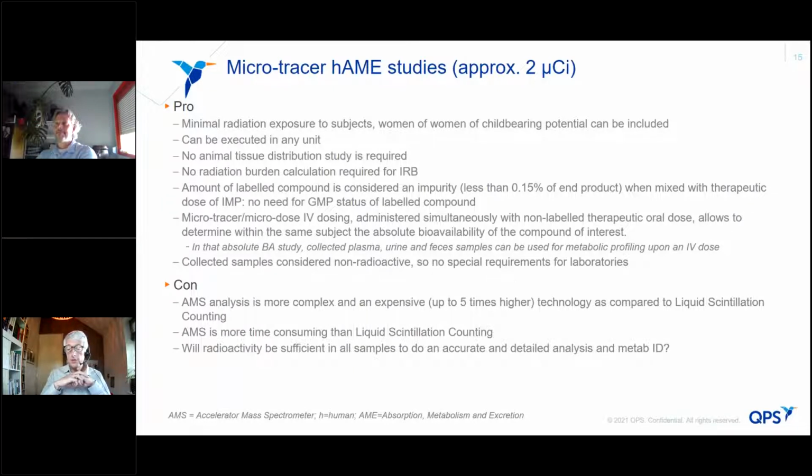No radiation burden calculation is required for the IRB. There is no need for GMP status of labeled compounds, so not for the unlabeled compound, but not for the labeled compound. And this is an easy way to assess absolute bioavailability, and there are no specific requirements for laboratories. On the contrary, hAME analysis is complex and expensive. hAME is the technique that you need to measure the samples. hAME is also more time consuming than liquid scintillation counting.